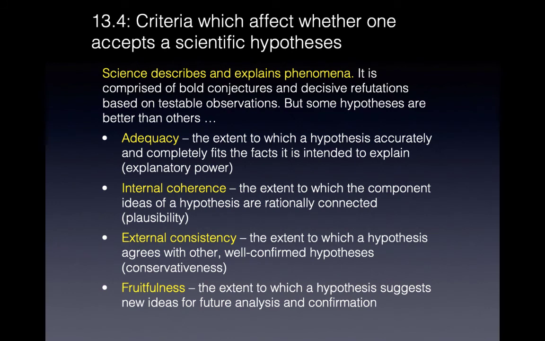Let's summarize Chapter 13. Here are 4 criteria which affect whether we accept a scientific hypothesis. Recall that we accept that the aim of science is to describe and explain phenomena. Sometimes it fails, and other things might explain or describe phenomena as well. Science has a set of methods. It's more logic-based than faith-based. It is comprised of bold conjectures and decisive refutations based on testable observations. But some hypotheses are better than others.